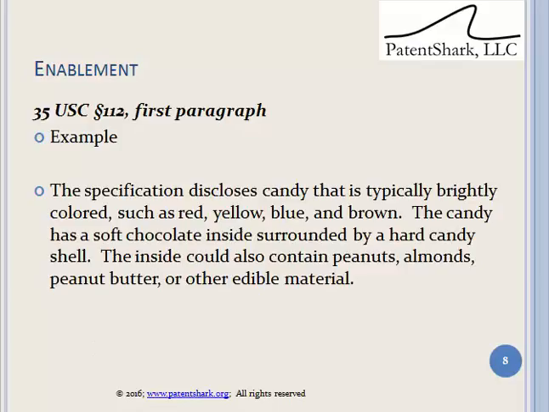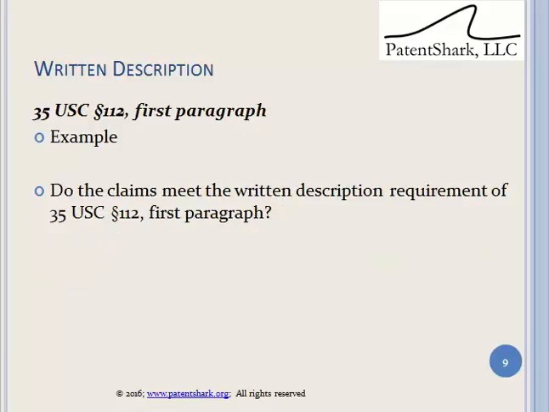Now, what does the specification say of this patent? Well, the specification discloses candy that is typically brightly colored, such as red, yellow, blue, and brown. The candy has a soft chocolate inside surrounded by a hard candy shell. And the inside could also contain peanuts, almonds, peanut butter, or other edible material. Now, this is specifically stated in the specification of the application as was filed. Now, do the claims meet the written description requirement under Section 112, first paragraph?